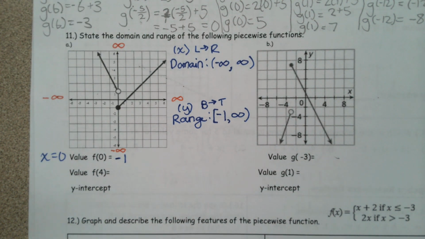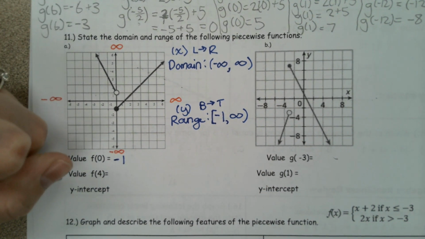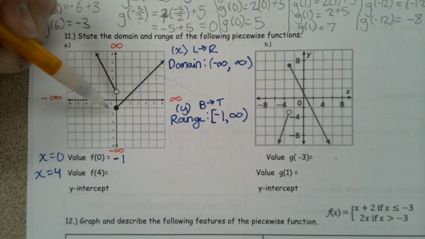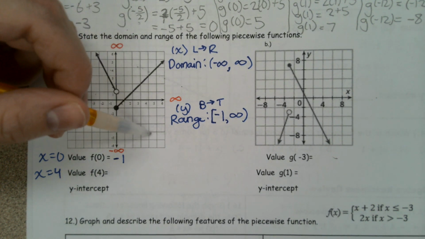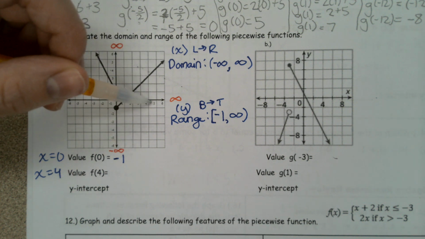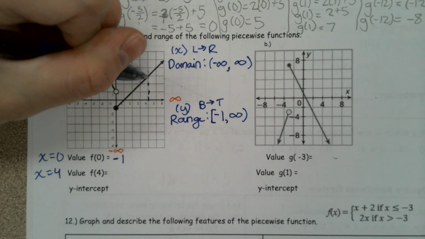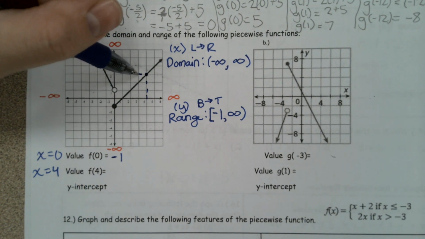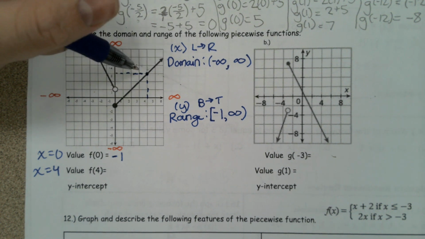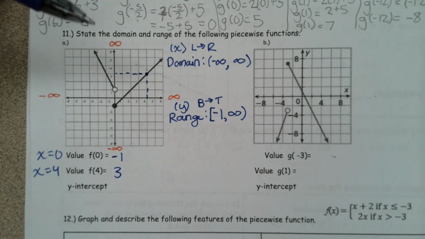F of 4. That means that x equals 4. So you're going to go to 4 on the x-axis, that's right here. Then you're going to go up and down until you find a value that goes with it. So notice, for 4, that connects to 3 on the y-axis. So 3 is my answer. 4, 3. It's just 3.